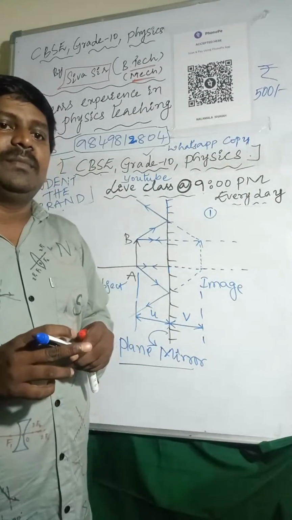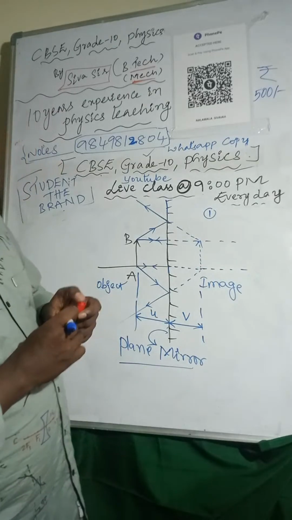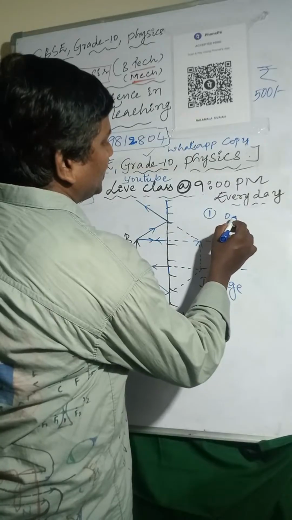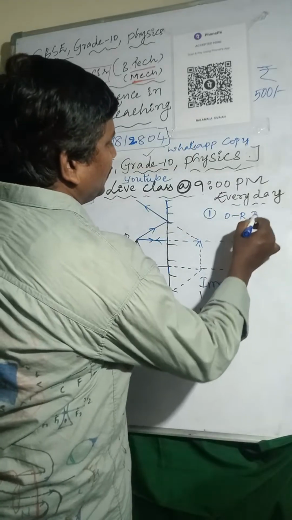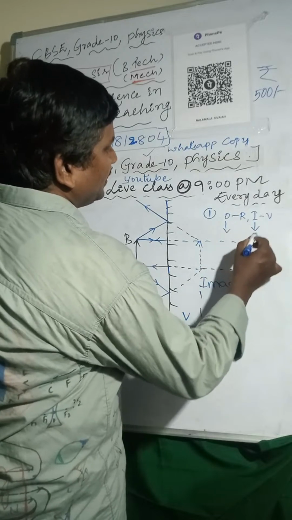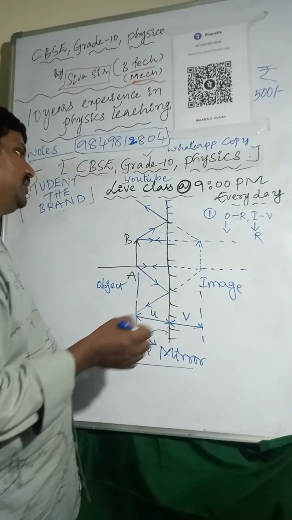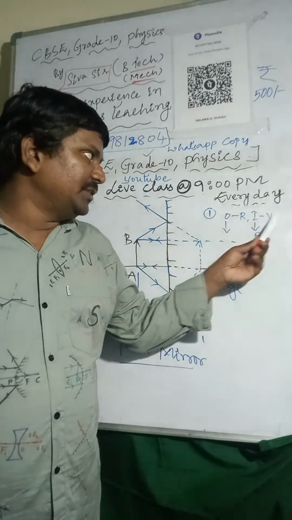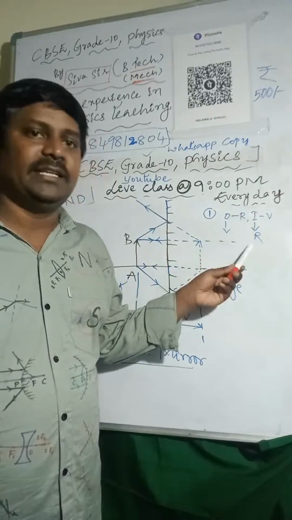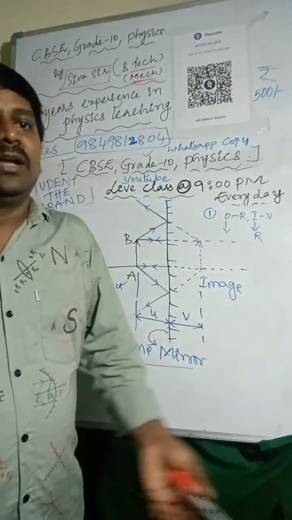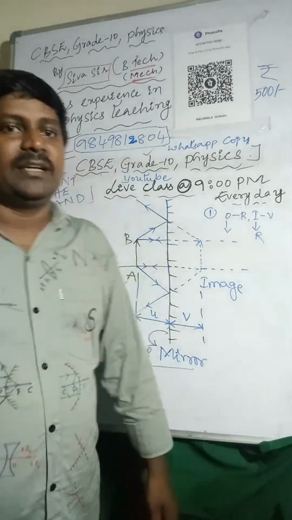Object is real, image is virtual. Image is virtual, so object is virtual, image is real. So like this we have to take. Here you can see, object is real, image is virtual. Object is virtual, image is real. So vice versa. If the object is real, image is virtual. So like that we have to consider.